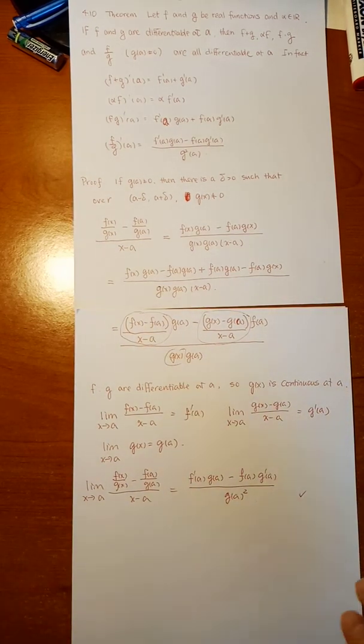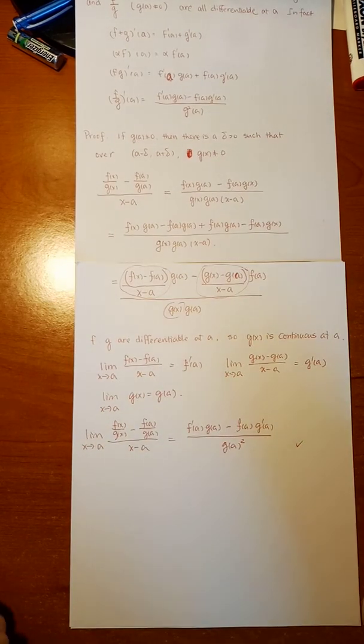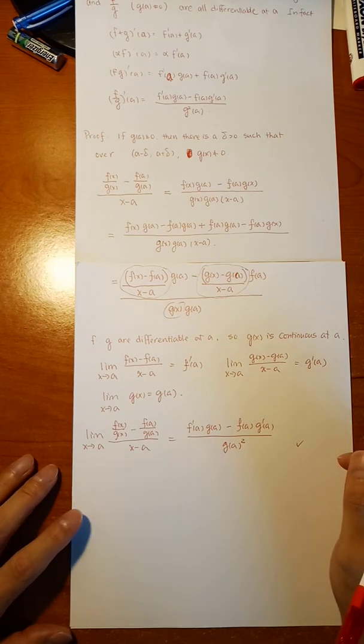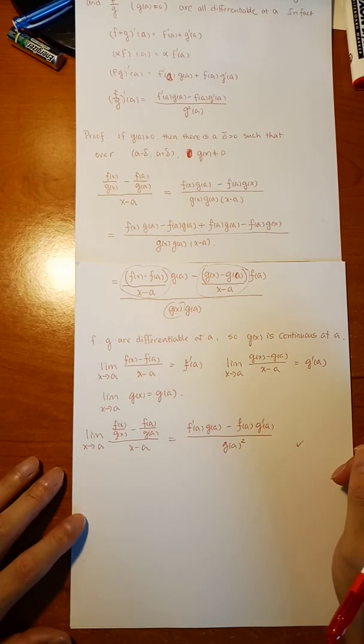So the quotient rule is almost the same as the product rule. The proof is almost the same as for the product. If you want, you can go back and check the product rule in the textbook. That's the same thing.